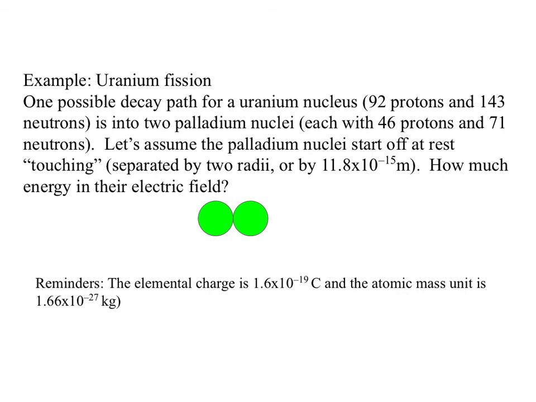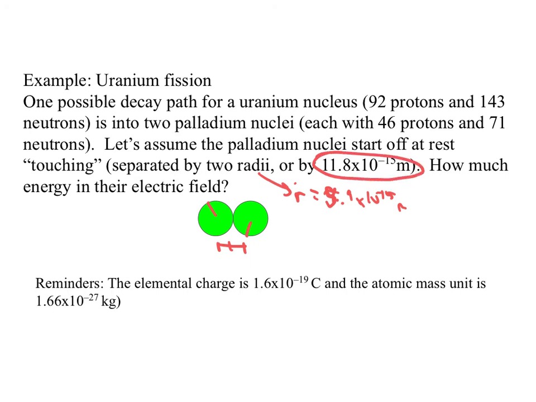some stuff. But let's assume the palladium nuclei start off at rest, which is, quote unquote, touching, which is separated by each by their own radius, right? So we have that distance. The radius is 5.9 times 10 to the minus 15 meters. That's the radius of one of them, but of course they are separated by 2 radii. So they're separated by this number.